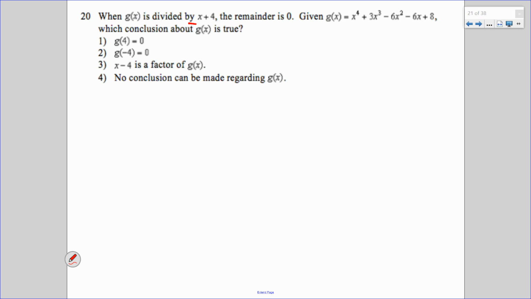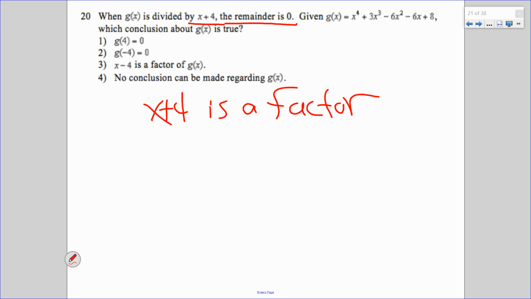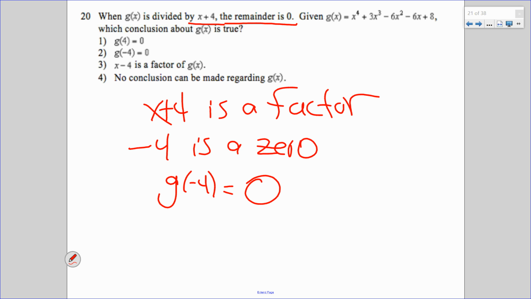When g of x is divided by x plus 4, the remainder is 0. That means that x plus 4 is a factor. If x plus 4 is a factor, then negative 4 is a 0. Another way of saying that is g of negative 4 is 0. A very big concept that you need to understand. Once you know what a factor is, you know what the 0 is, and vice versa. Moving on.